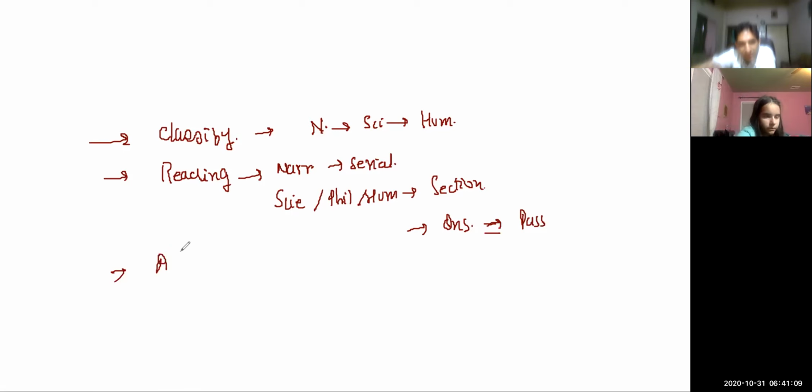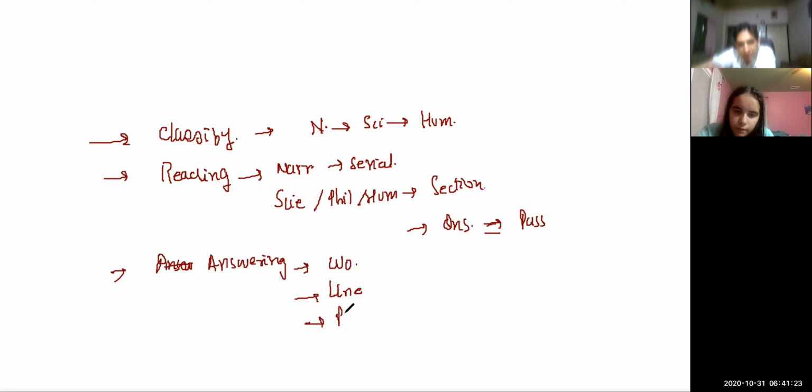While answering the questions, you should do word-based questions first, line-based questions next, paragraph-based questions next, and last would be the passage-based question, like the summary question. Do you see yourself a little organized in your approach now? Yeah, so you have a path to follow whenever you do a passage.